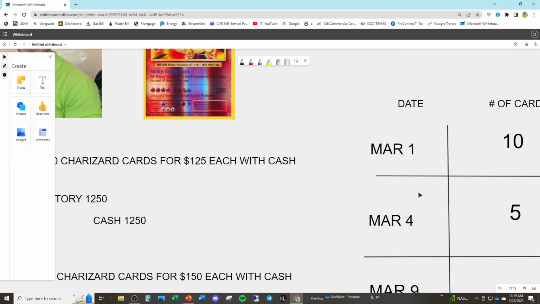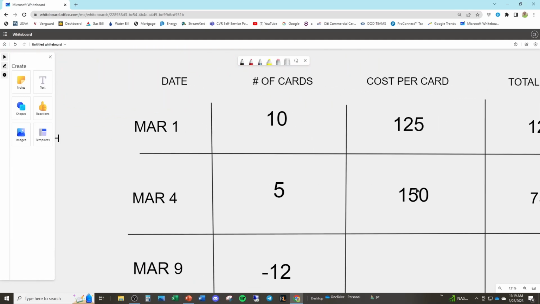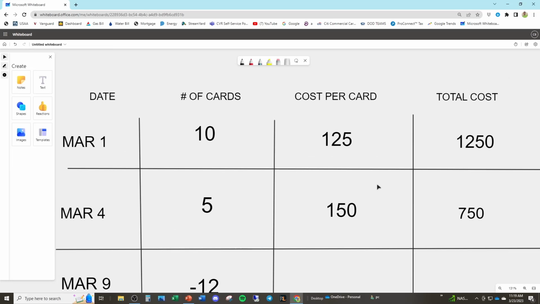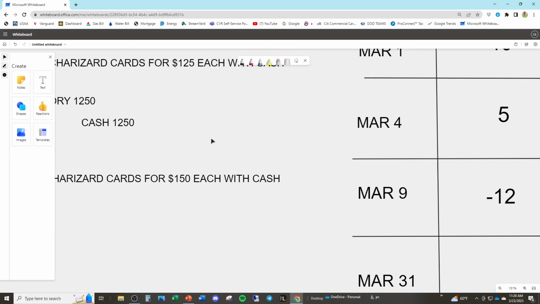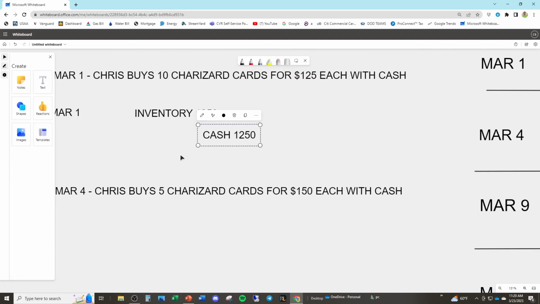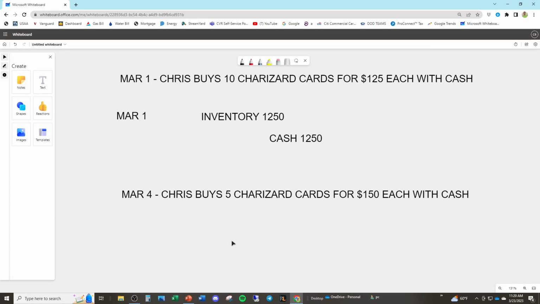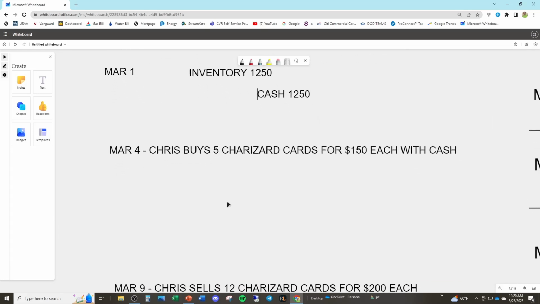I was nice enough to my students to make a nice chart over here to track our total costs. And when you're doing problems like this, I highly recommend you do something like this to track it. You want a date, number of cards, or number of inventory, cost per card, and total cost. That will make sure you do not forget something or leave something out, because if you do, you're going to get the problem wrong.